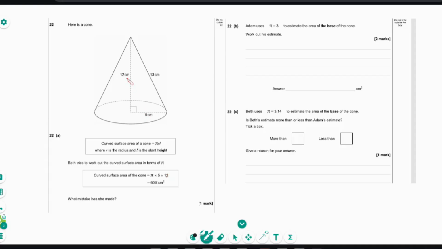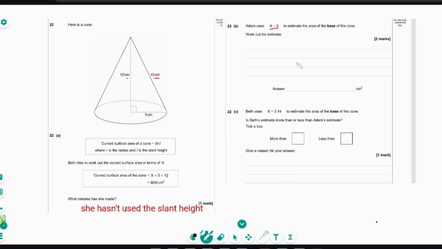Well, she's used 12, 13 is the slant height, so she hasn't used the slant height. She's mistaken the slant height for 12. 12 is your perpendicular height.